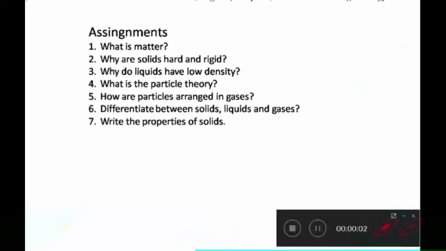Your assignments are: What is matter? Why are solids hard and rigid? Why do liquids have low density? What is the particle theory? How are particles arranged in gases? Differentiate between solids, liquids and gases. Wherever you need to explain, you can take the help of diagrams. And the last one is: write the properties of solids. So do these questions and answer them in your notebook.